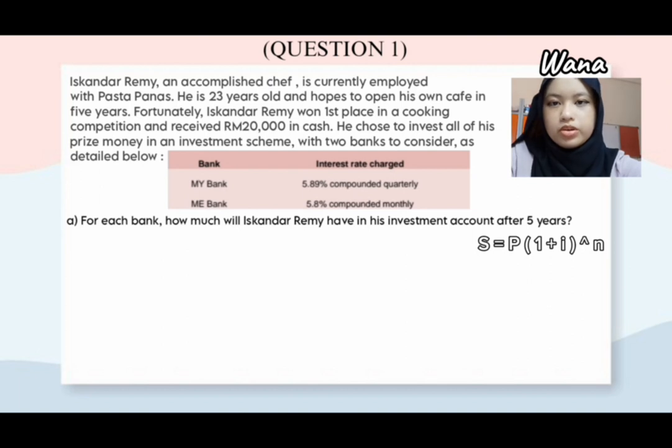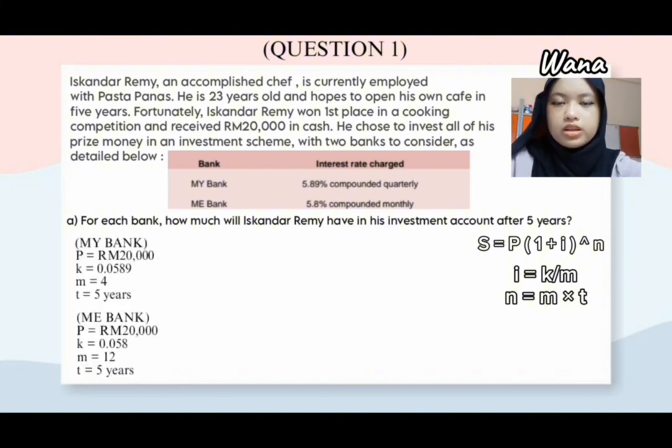P is the amount of investment, i is the rate per interest period, which is k over m, and n is the total number of payments, which is m multiplied by t. So the question is, A. For each bank, how much will Iskandar Remy have in his investment account after 5 years? All the information is given in the question.